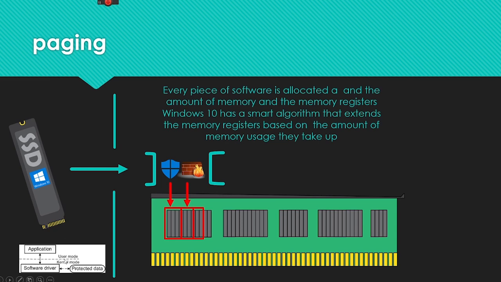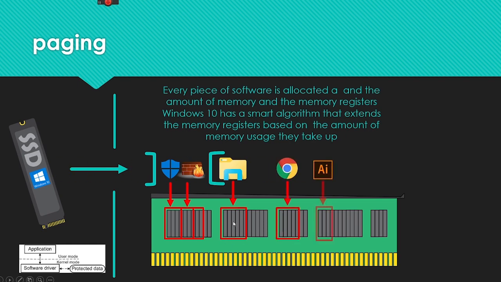So we can see at the bottom we have an abstraction of paging. Every single program is stored on the SSD, then is allocated some space on the RAM. Before a program goes from the SSD, it is passed through the security, like Windows Defender or the firewall. And it is also allocated a certain amount of RAM right here for RAM registers.